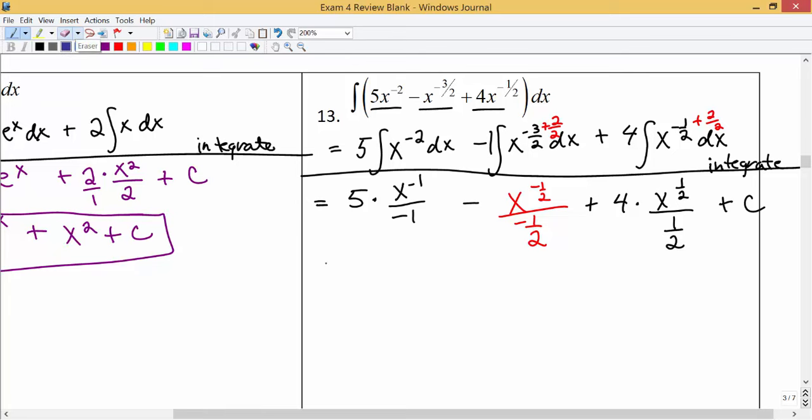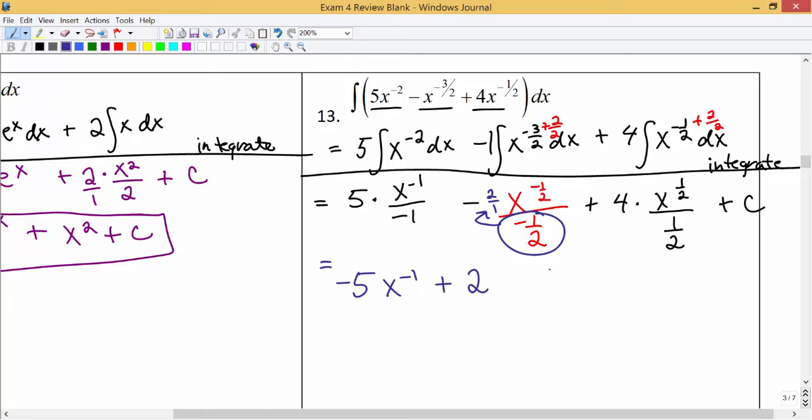We're going to simplify a little bit here. So I'm going to write this as 5 divided by negative 1. That would be negative 5 times x to the negative 1 power. We're going to bring the negative 1/2 to the top. We're going to multiply by the reciprocal. And of course, a negative times a negative would be a positive. So we have a positive, and when we flip that fraction, we get 2 over 1.